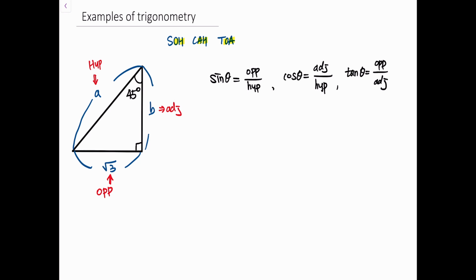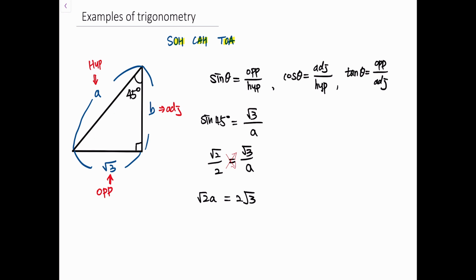First, we can find the hypotenuse A using the sine ratio, which is opposite over hypotenuse. That is, sine 45 is rad 3 over A. Sine 45 is rad 2 over 2, which is equal to rad 3 over A. We can do cross multiplication to find A this time. When we do the cross multiplication, we have rad 2 times A, that is equal to 2 rad 3.